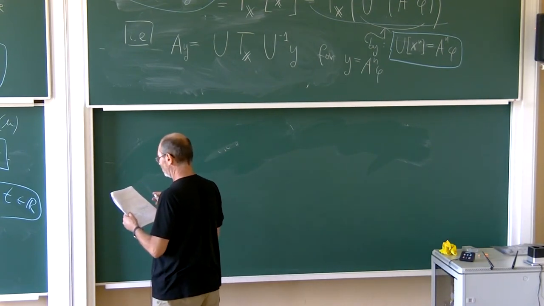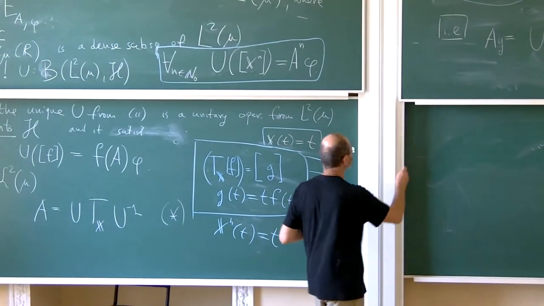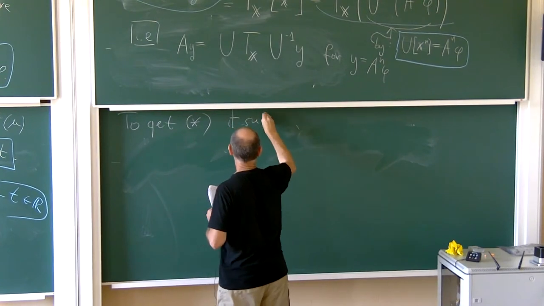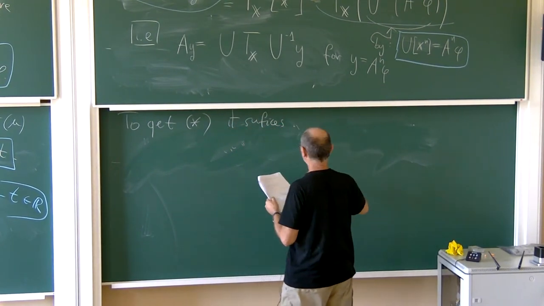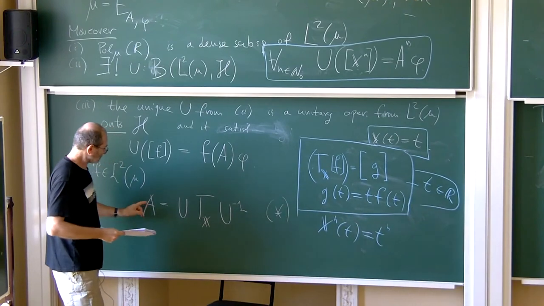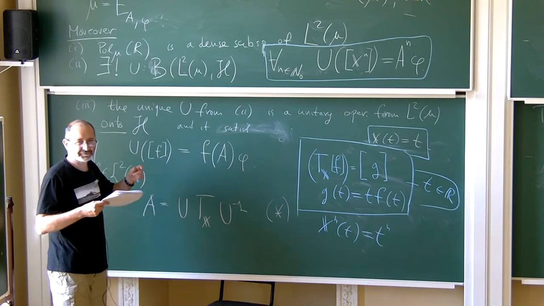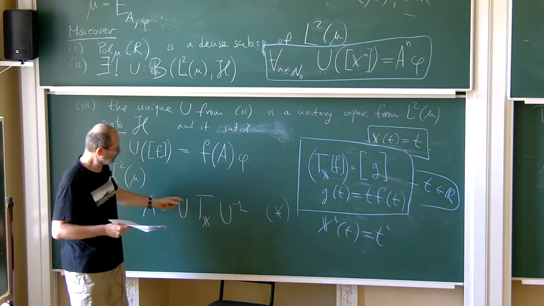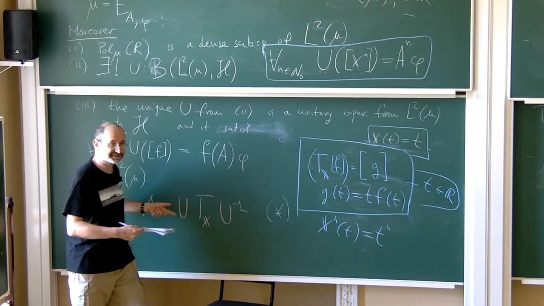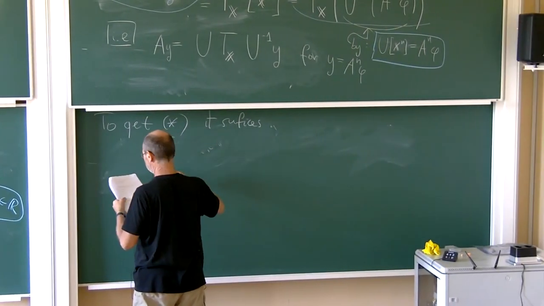So what is enough? It's enough, when we want to prove this, it suffices to prove that when we consider, instead of A, the spectral projection for A for each fixed Borel set, and we make the same with this operator, the same relation holds. So it's sufficient to write like this.